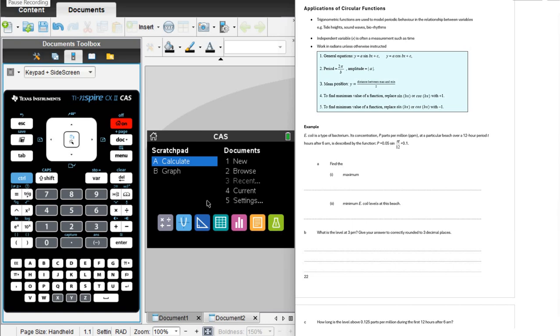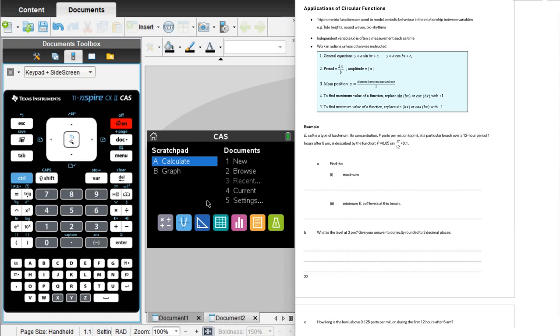Hi everyone, today we're going to be working on some applications of circular functions using your CAS. Now when it comes to circular functions, we tend to use them to model things that cycle or have a very periodic behaviour. So things like tides, sound waves, biorhythms, they use them for things like your electrocardiogram, so your heart monitors, just to cycle something that really does repeat itself after a time.